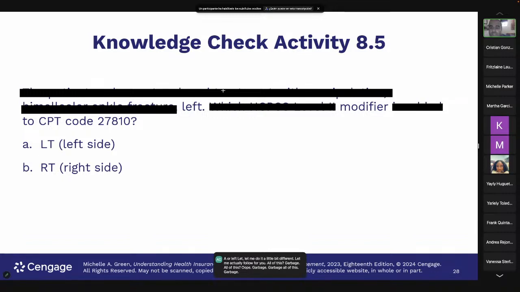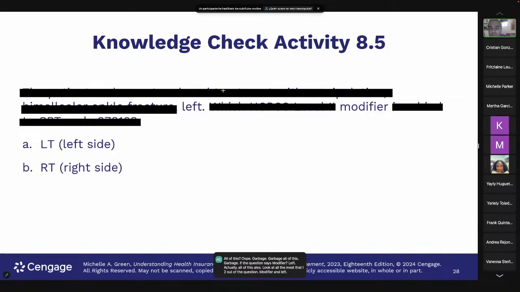If the question says modifier left, actually all of this is also garbage. Look at all the meat that I took out of the question. Modifier and left.